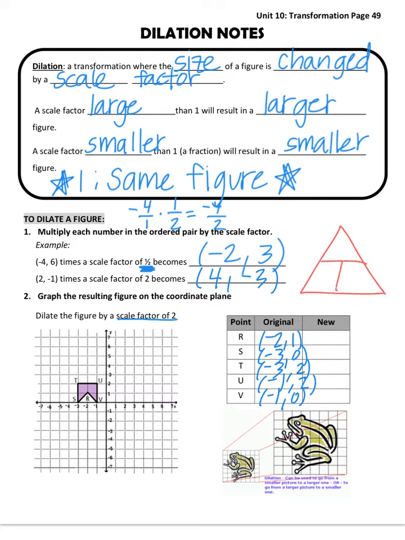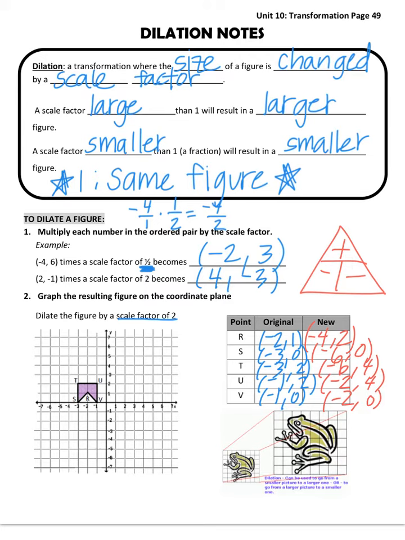So just in case you've forgotten your integer rules, we have -2 times 2. Negative times a positive leaves you with a negative. So -2 times 2 gives you -4. 1 times 2 is 2. -3 times 2 is -6. 0 times 2 is 0. -3 times 2 is -6. 2 times 2 is 4. -1 times 2 is -2. 2 times 2 is 4. -1 times 2 is -2. And then 0 times 2 is 0.